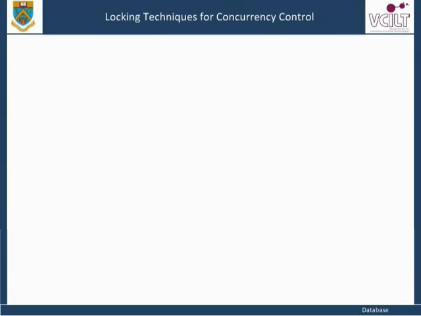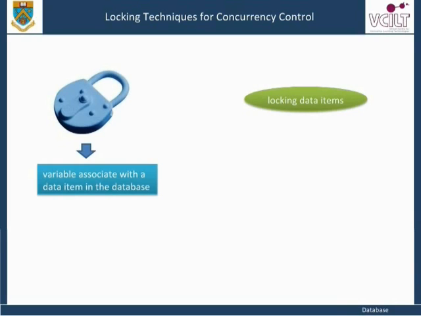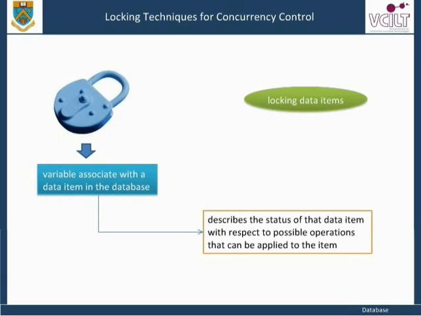Now, let's discuss locking techniques for concurrency control. One of the main techniques used to control concurrent execution of transactions, that is, to provide serializable execution of transactions, is based on the concept of locking data items. A lock is a variable associated with a data item in the database and describes the status of that data item with respect to possible operations that can be applied to the item.